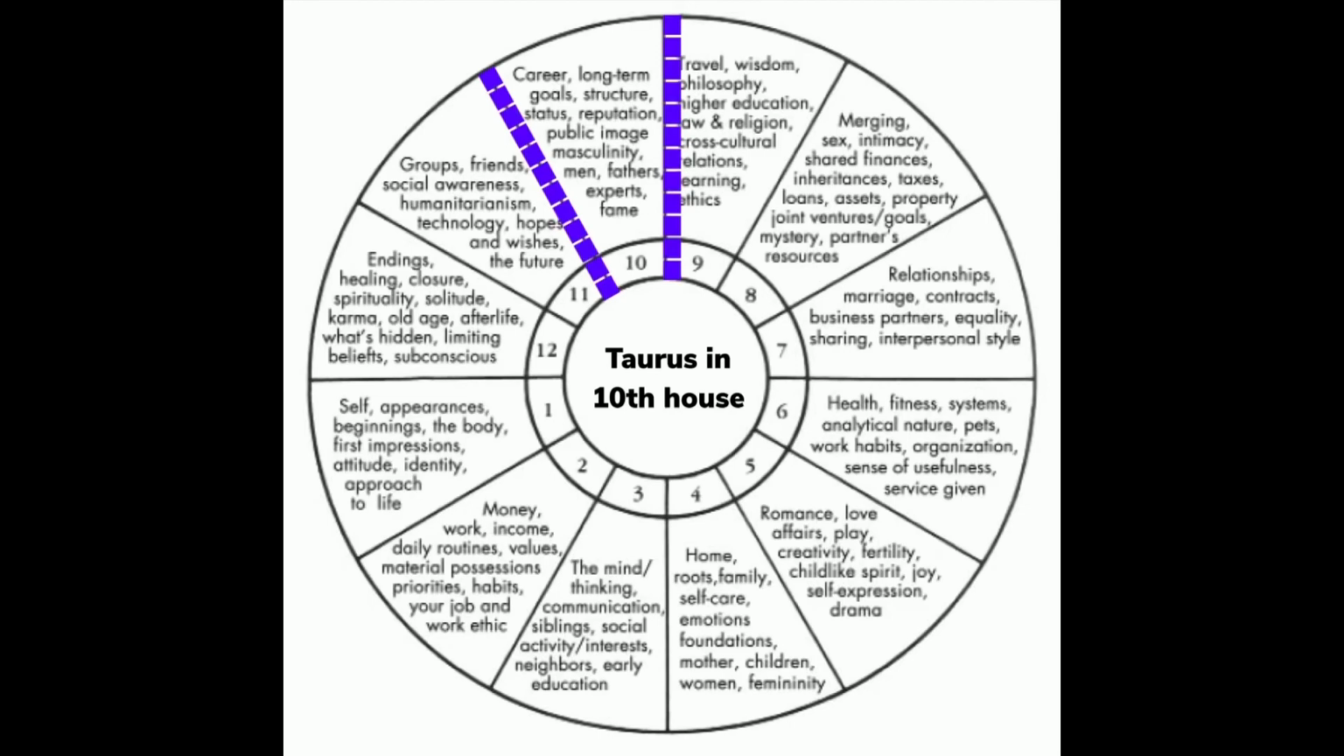These people have very consistent goals and achievements that they want to achieve, and they just might achieve them because, like I said, Taurus is probably the most stubborn sign in the zodiac. So yeah, that's my take on Taurus in the 10th house.